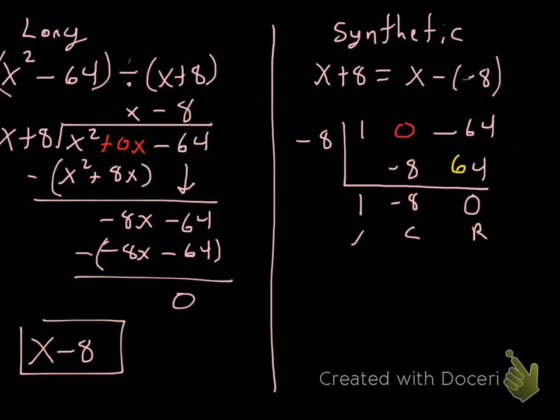Our remainder is 0, so it always goes remainder, constant, x term, x squared, x cubed, depending on how far we need to go with the synthetic division. Okay, and we do in fact get x minus 8 as our quotient.